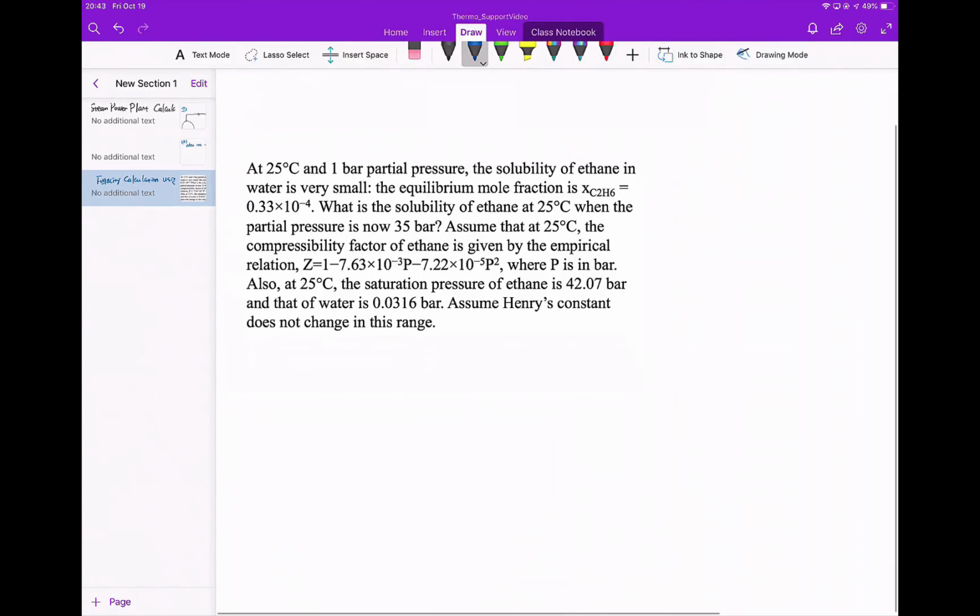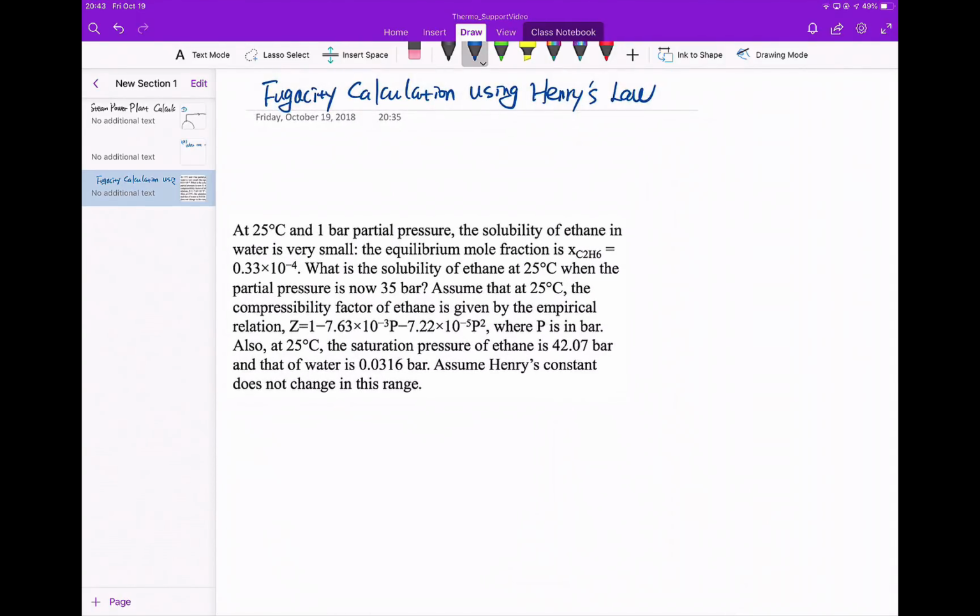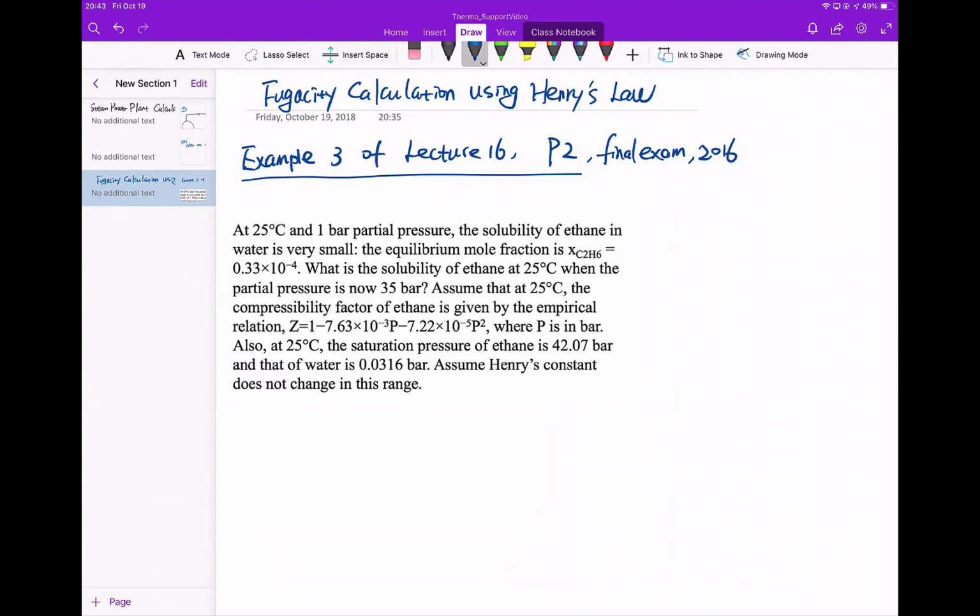So the first example, which I also had in lecture 16, this problem is coming from problem 2, example 3 of lecture 16, which was a problem 2 from final exam of 2016. So let's take a look at the problem statement.